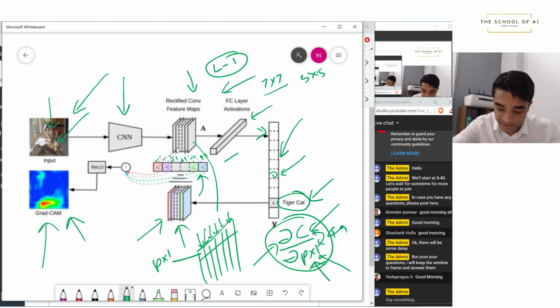Now, after doing this particular step, after taking the GAP of these channels, we multiply the original channels. Now, the channels which are related to the cat are going to get higher amplitude. They're going to be positive also, and they're going to be multiplied with a big number.